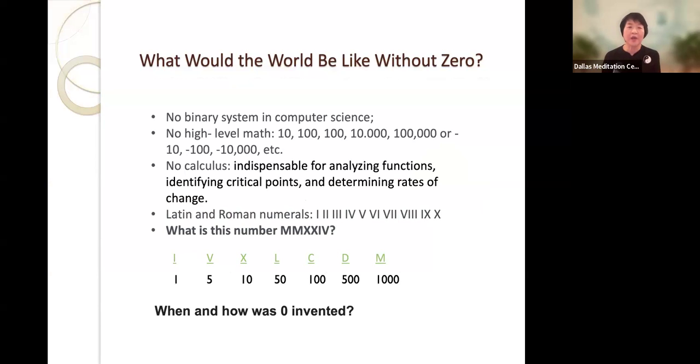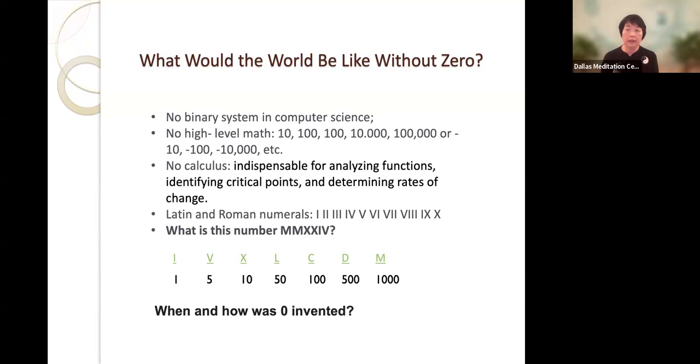And my first question is, what would the world be without 0? Today we're using computers every day. There would be no binary system, right? In computer science, we have 0, 1, 0, 1. So without 0, it's hard to think how we could develop a high level of math and computer science. No calculus. So this concept of 0 is very important.